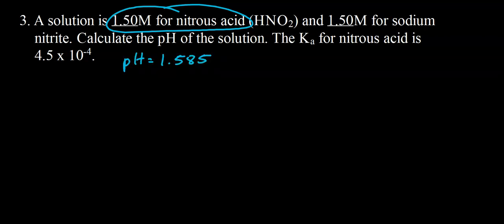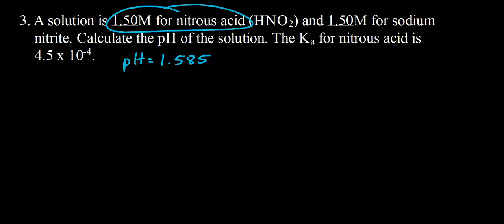All right, so if we just look at the nitrous acid by itself, we should get a pH of 1.585. So your setup is x squared over 1.50 minus x equals our Ka. Assume x is small, so x squared over 1.5 equals 4.5 times 10 to the negative fourth. Solve for x, negative log that, and you should get this value. All right, now let's think about this.